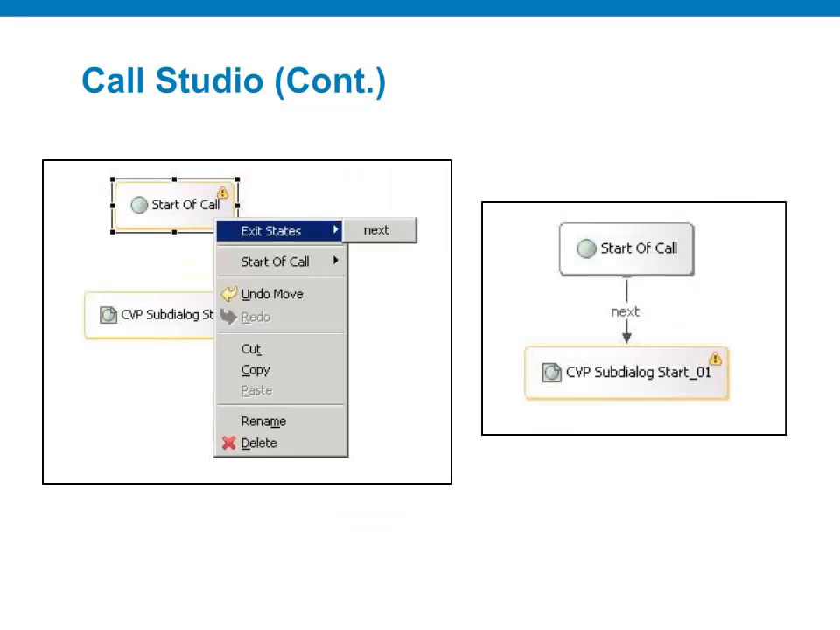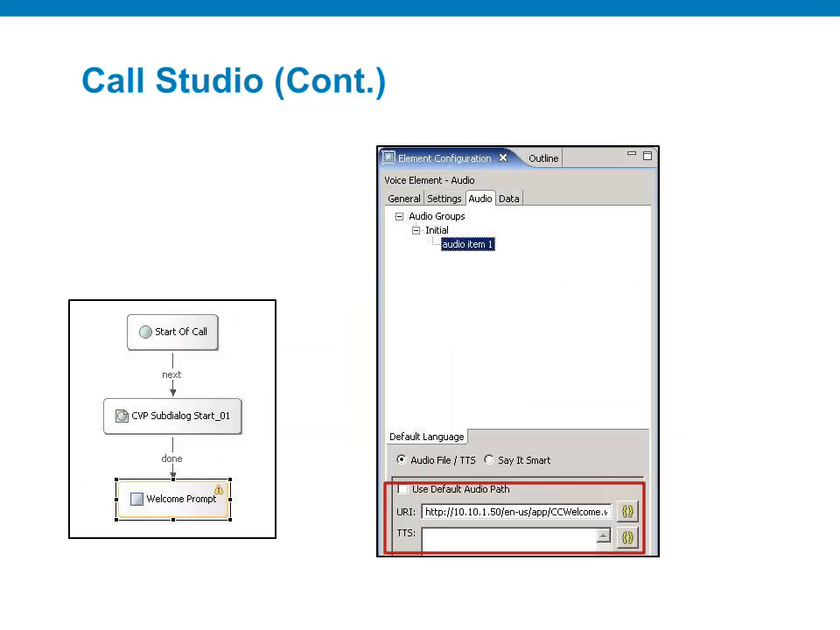To connect elements, right-click the element and choose the output branch to connect. Drag and drop the output branch onto the next element. Next, add an audio element to play the welcome prompt. The element can be easily renamed. Note that this is not using the default audio path, but using an explicit URI.